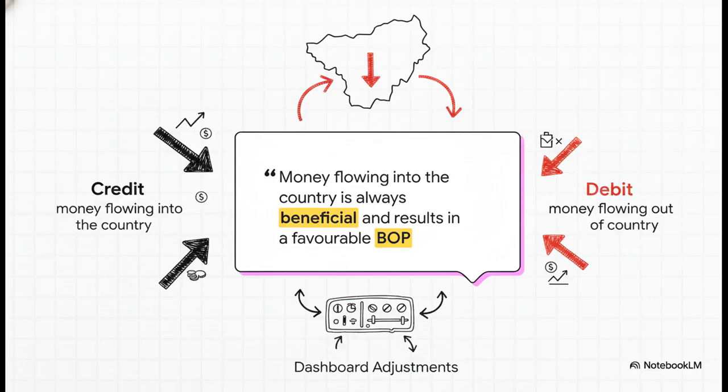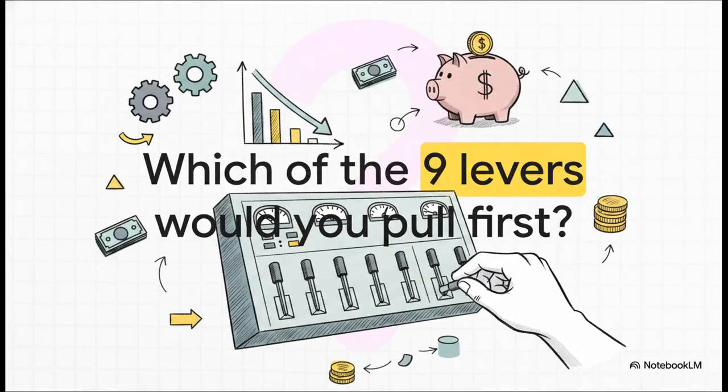So now that you know exactly how this economic control panel works and you've seen the 9 distinct measures to correct a disequilibrium, the real challenge begins. Every single economy is unique, and pulling the wrong lever at the wrong time, well, that can trigger a full-blown recession. So I'm going to leave you with this thought. If you were the one sitting in the central banker's chair tomorrow morning, staring down a massive, terrifying deficit, which of these 9 levers would you pull first to save your economy?